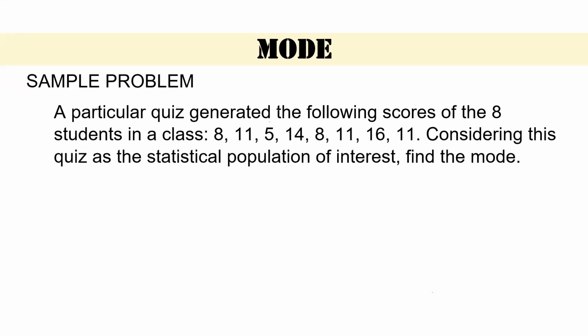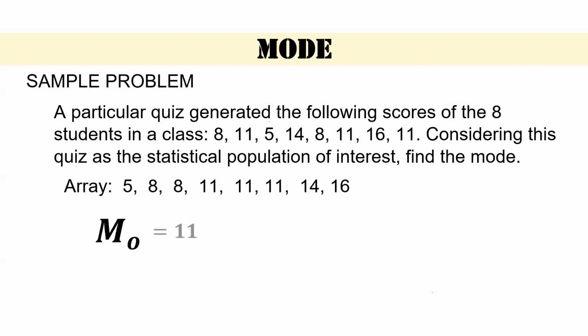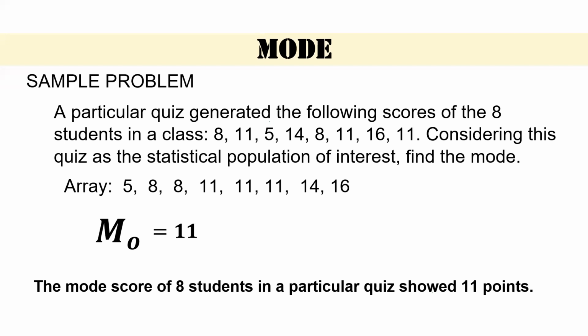Now, what score appears, but in my case, I will just arrange it. What score appears the most number of times? 11, sir. 5 appeared once, 8 appeared twice, 11 appeared thrice, 14 once, 16 once. So the highest frequency is 3, and that is the 11 as a score. Hence, the mode of 8 students in a particular quiz showed 11 points.